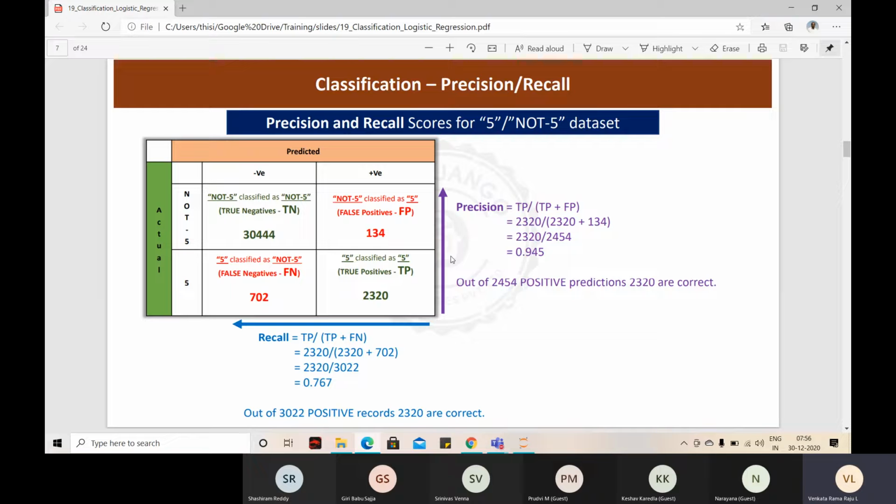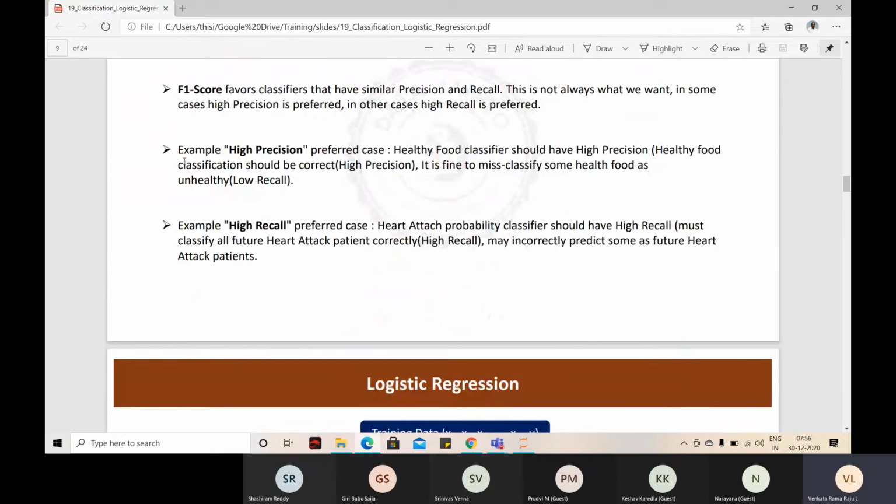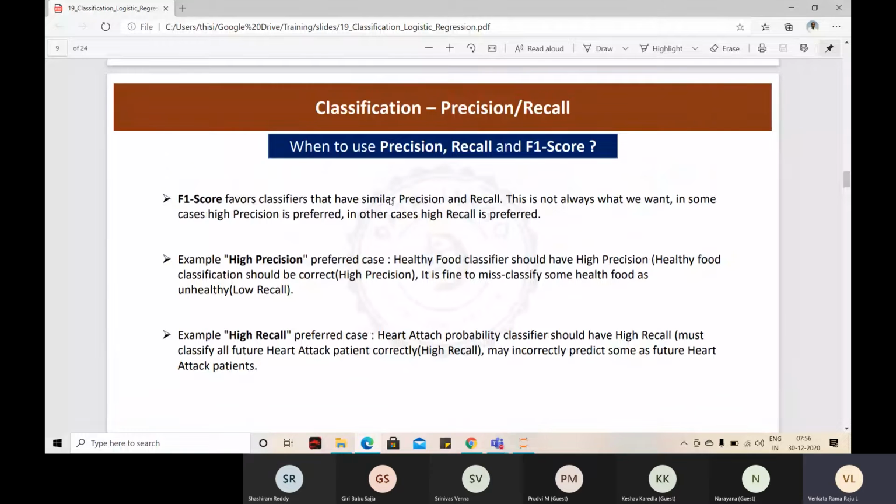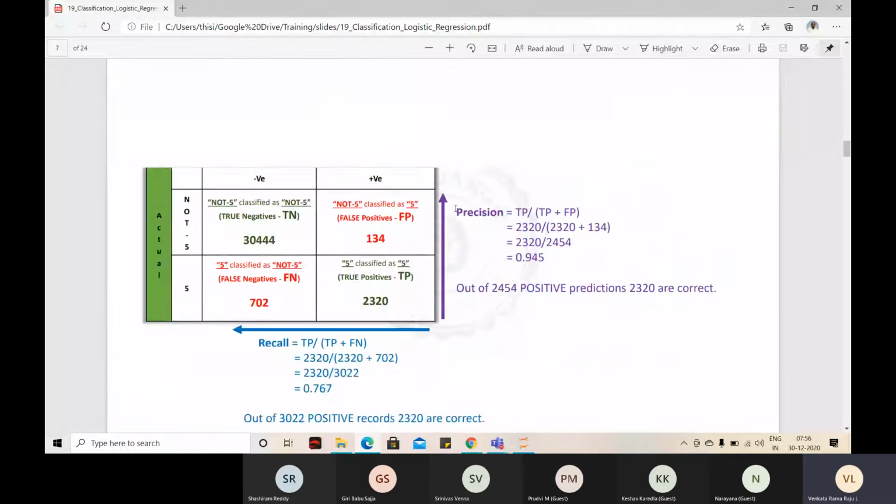So the application on which you are working, and the business domain expertise, the business knowledge, is very important in deciding for a model whether high precision is needed or high recall is needed. Understood the importance of business, and which score should be taken into consideration in which scenario?